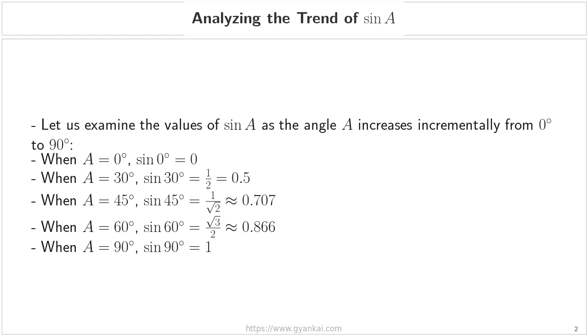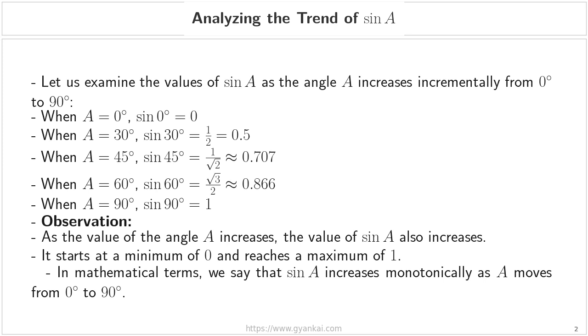Moving up to 45 degrees, sin 45 degrees is 1 over the square root of 2, which is approximately 0.707. At 60 degrees, sin 60 degrees is the square root of 3 over 2, which is about 0.866. Finally, when we reach 90 degrees, sin 90 degrees reaches its peak at 1.